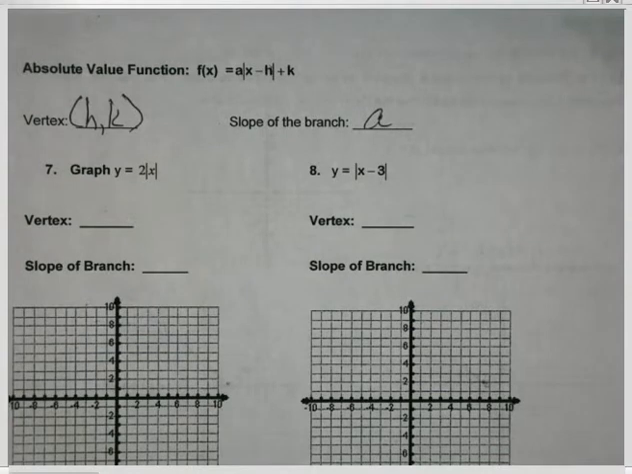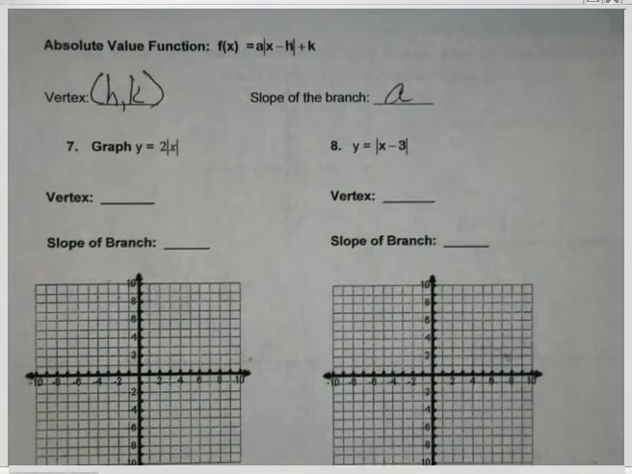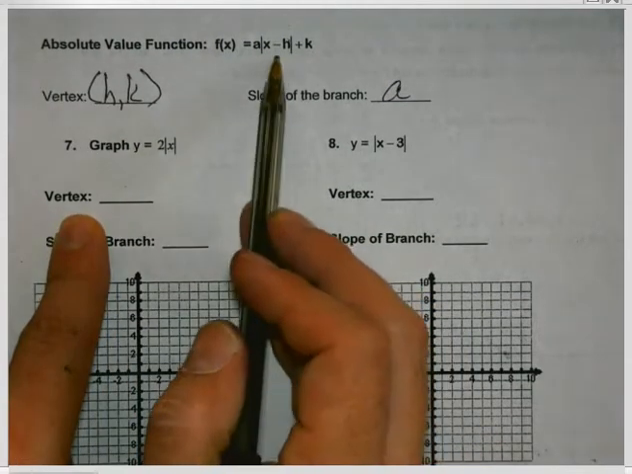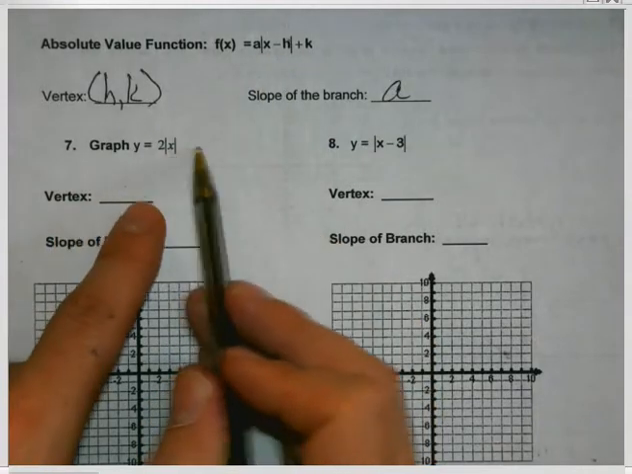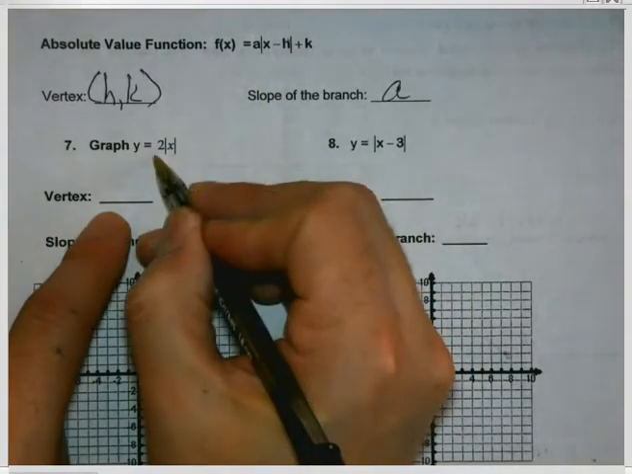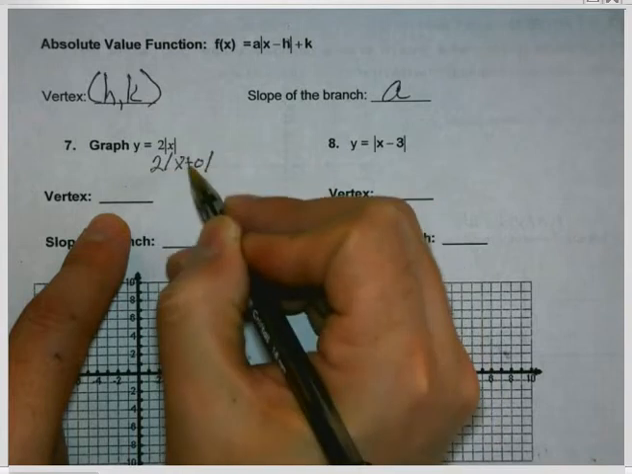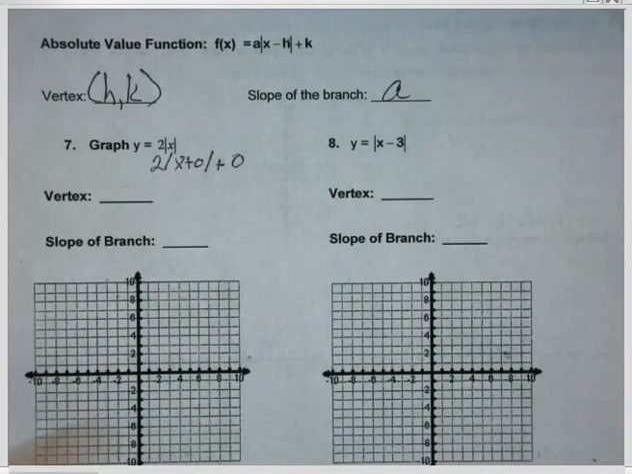So as we start to do some of these, for 7 through 10, except for these first couple, we're just going to do the vertex. Then we'll start graphing again. So vertex. Notice the form up here. You're like, well, I don't see this other stuff. This would be the equivalent of having 2 and then x plus 0 plus 0. When I don't see something, it's a 0.